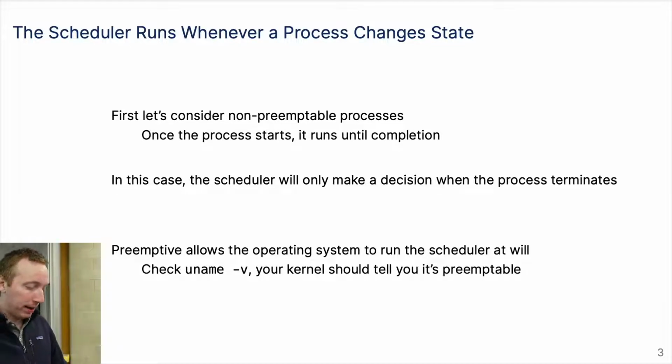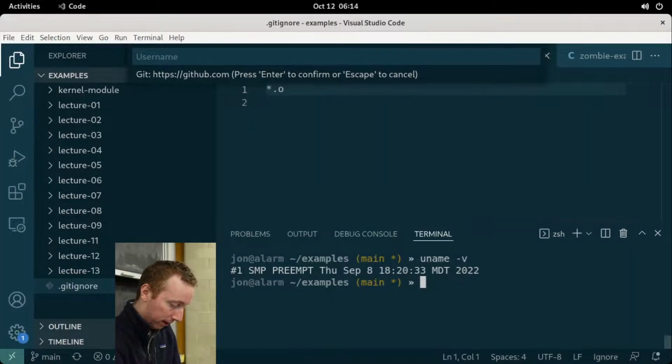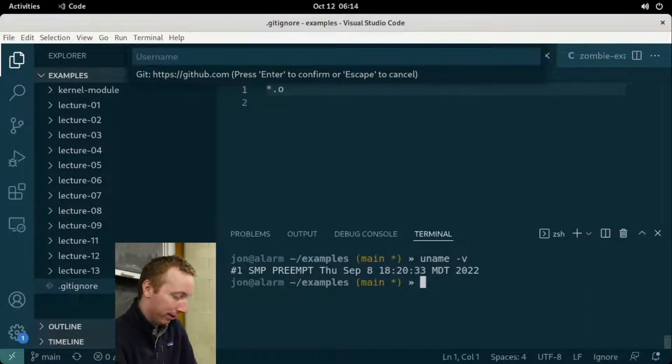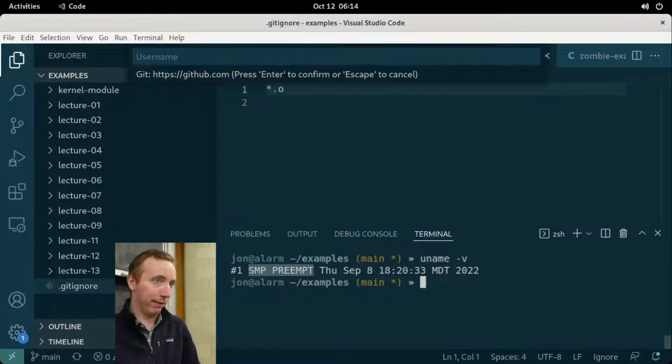Then preemptive, which is kind of what we're all used to, just allows the scheduler to run at will. If you are on a Linux machine and you do uname -v, we can even run that, that's actually one of the terms here. This means it's a preemptive scheduler, and the kernel will tell you that. The other one here is SMP, that's symmetric multiprocessing. That just means you can support multiple parallel processors, and they're all the same. The kernel will tell you what it supports. If these options are here, it's like 99.9% of modern things. So now we know what they both mean.